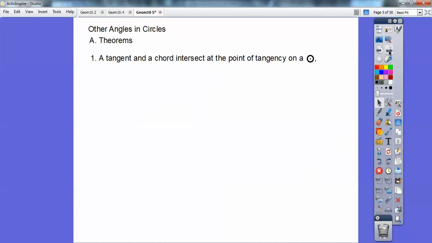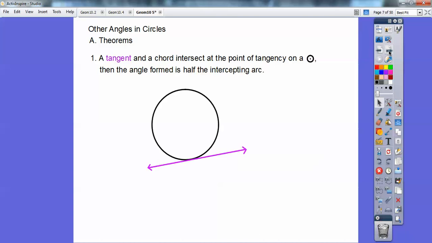So here are some new theorems, you guys. A tangent and a chord that intersect at a point of tangency on a circle form an angle that is half the intercepted arc. So what this means is, here's my tangent. Notice I have it color coded. This is my tangent right there, in purple. And then the chord is going to be in blue, so there's my chord, and the point of tangency is that little green guy right there, so it's all nice and color coded. I was feeling creative the other day.